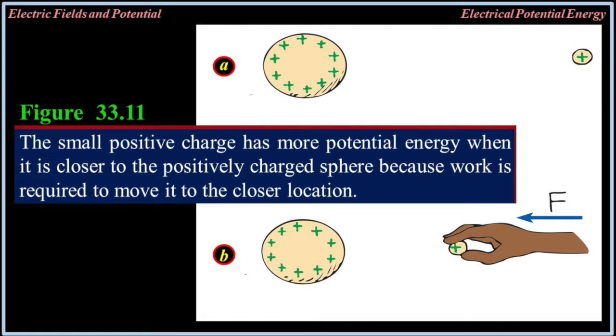Concept check: How can you increase the electrical potential energy of a charged particle? Figure 33.11. The small positive charge has more potential energy when it is closer to the positively charged sphere because work is required to move it to the closer location.